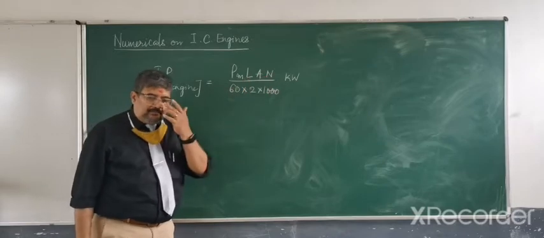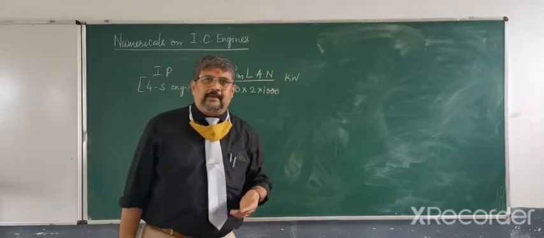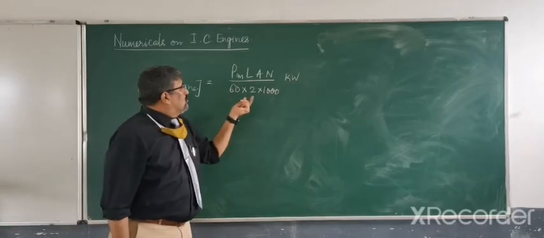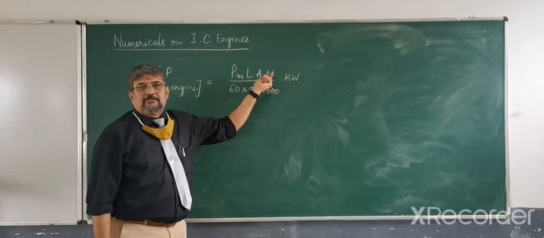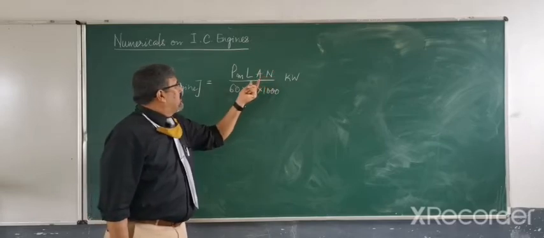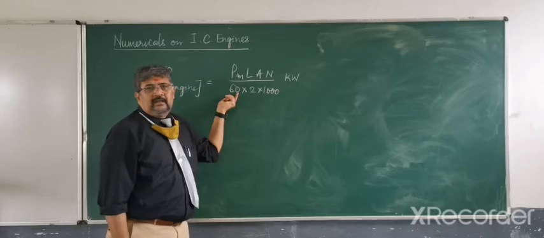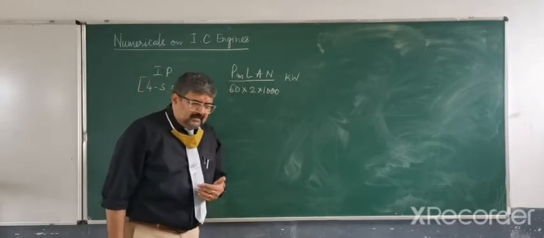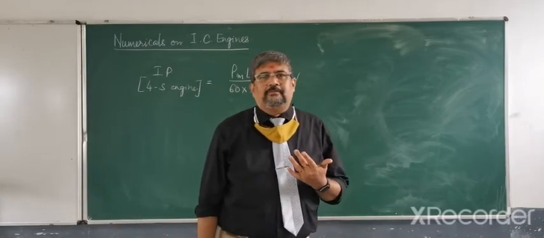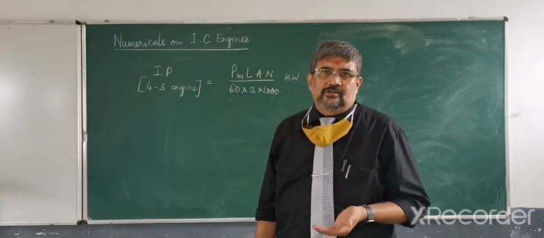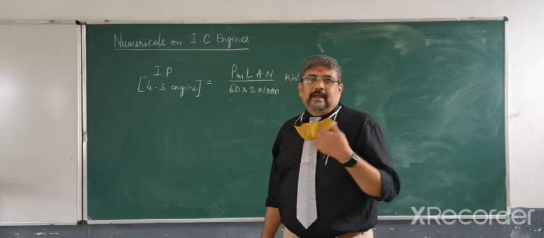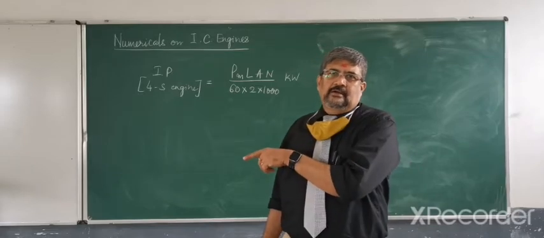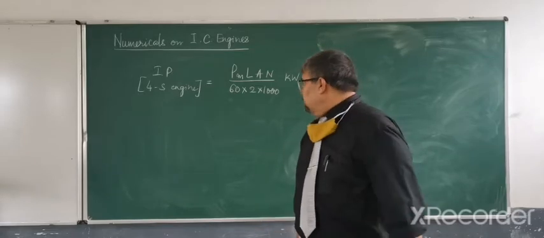Since the engine speed is most of the time given in RPM, we have to convert it into RPS so that we finally get the power in watt. To convert from RPM to RPS, we divide by 60. The second thing is the 2, which comes because in a 4-stroke engine, power is developed for every 2 revolutions of the crankshaft. So the number of cycles per minute, capital N, will be equal to the engine speed divided by 2.